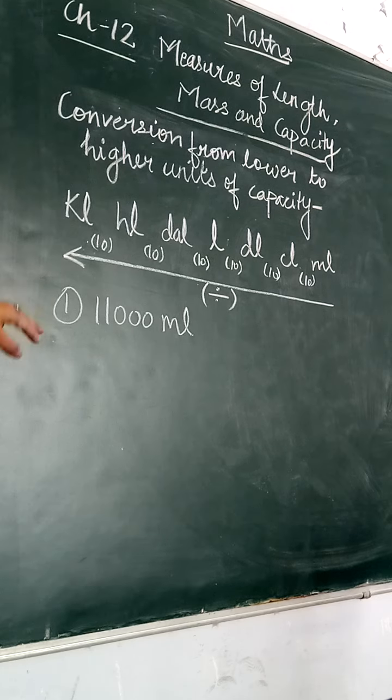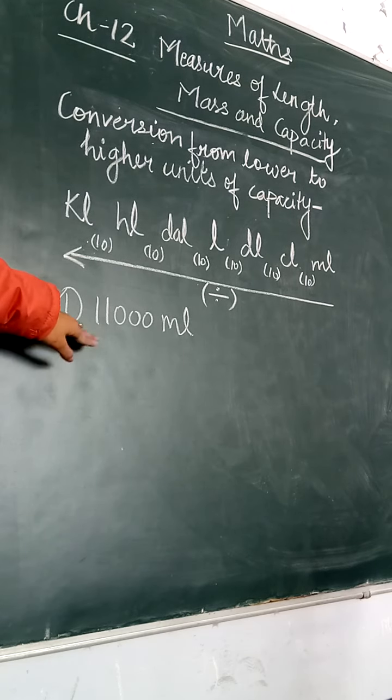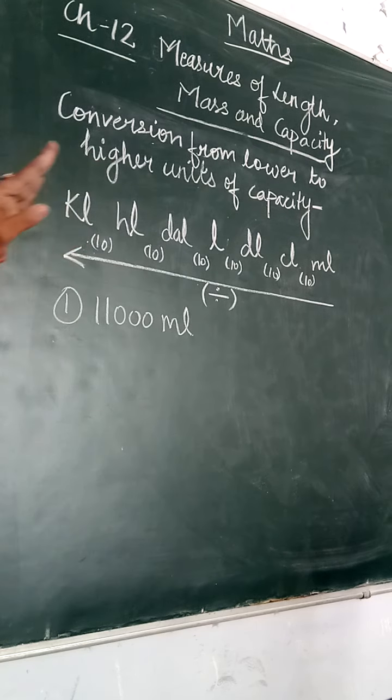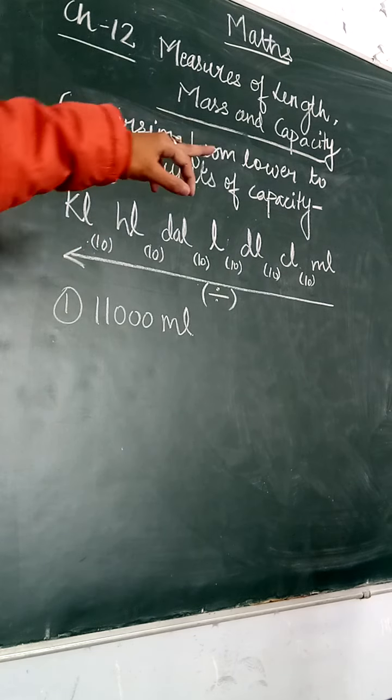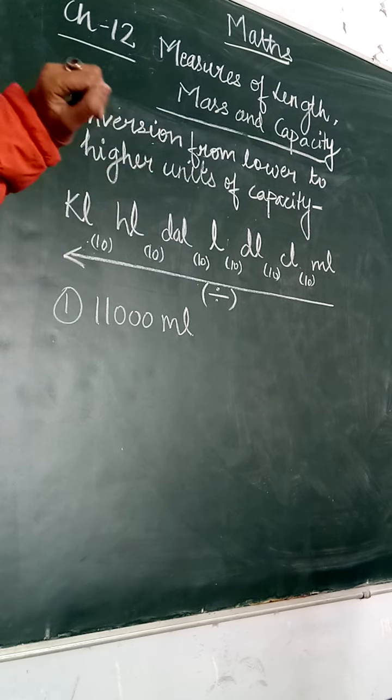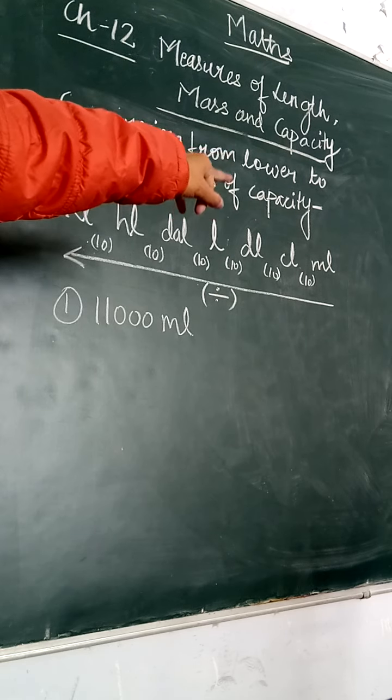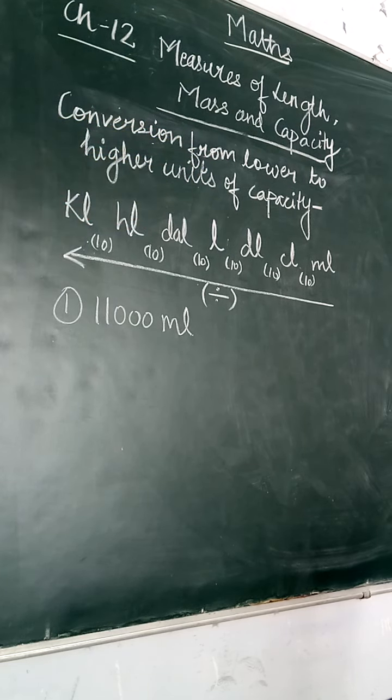Okay, so suppose there is an example, you have to convert 11,000 ml into liters. So just see, between ml and liters, how many tens are there? 1, 2 and 3. 3 tens are there, that means 3 zeros. So that 3 zeros comprises 1,000. So that means we will divide 11,000 ml by 1000 to convert it into liters. So I am showing you the solution how to do.